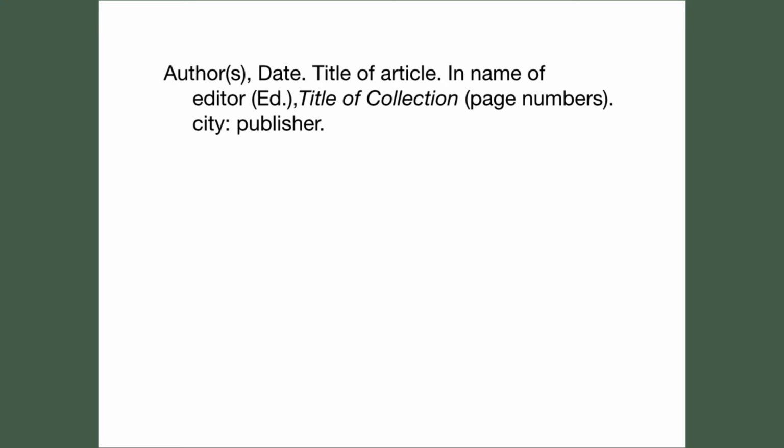The name of the editor is next, but unlike the authors of the article, the initials for the first and middle names are listed first, followed by the last name and the word ed in parentheses, and then a comma. If more than one person is an editor, you would use eds. Next is listed the title of the collection in italics or underlined, with the page numbers of the article in parentheses, and then a period. Then you would list the city and publisher with a colon between them, and finally a period.